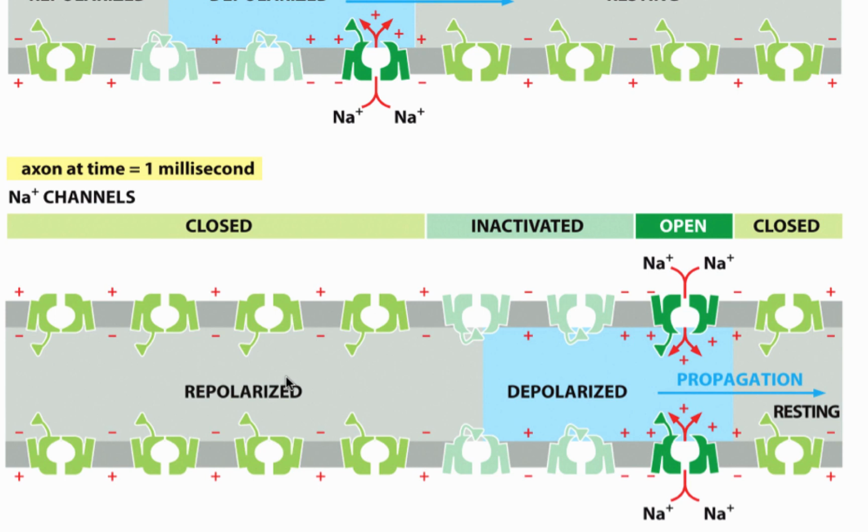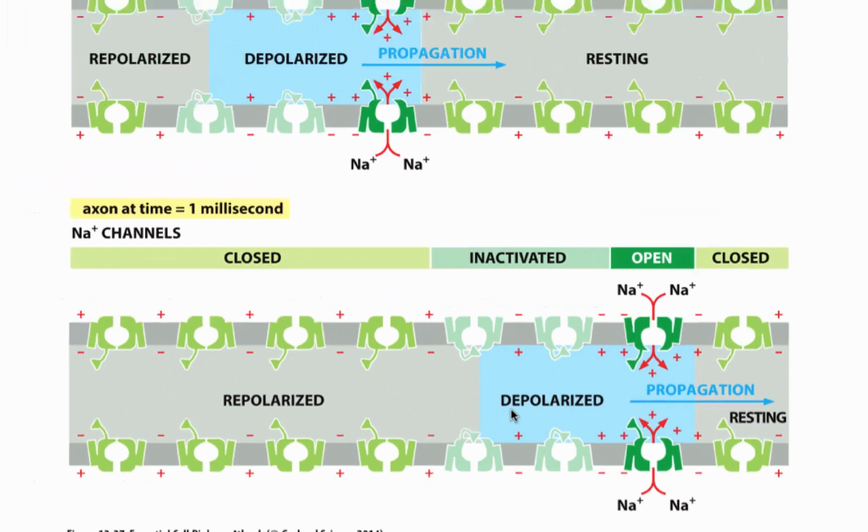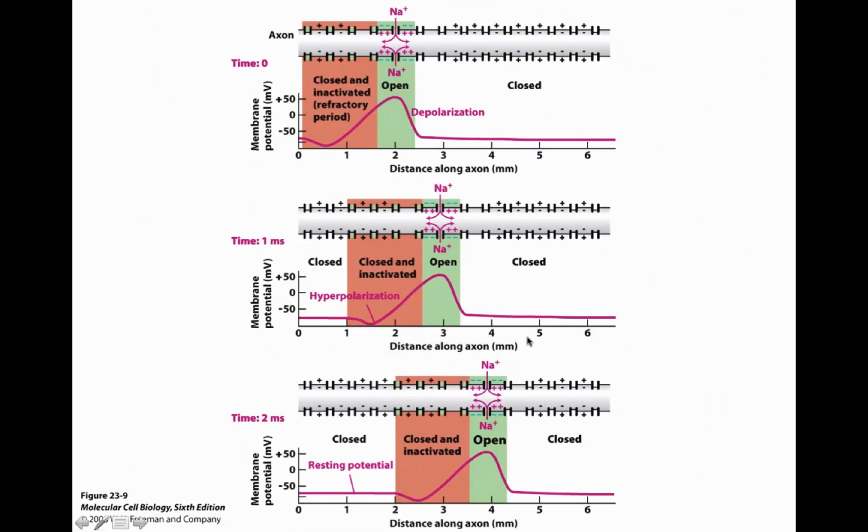But because of the nature of the inactivation of the channels, the depolarization and the action potential only migrate in the direction of the axon to the right. So that prevents the propagation of the action potential to the left, because the voltage-gated sodium channels are inactivated.